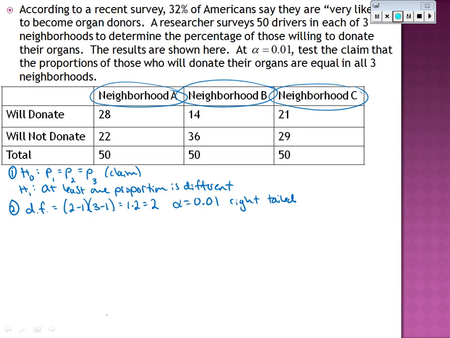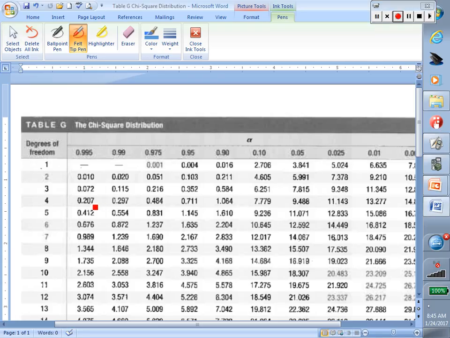So let's visit table G. Degrees of freedom still at 2. Now this time alpha is at 0.01, excuse me. Degrees of freedom 2. Alpha's at 0.01. There we go. So then our critical value is 9.210.